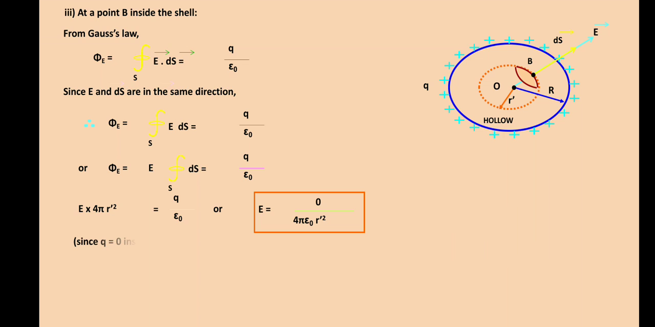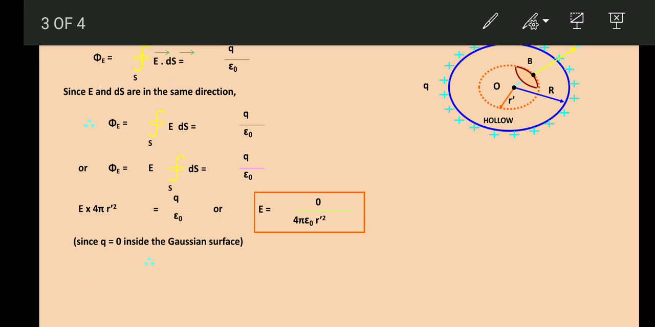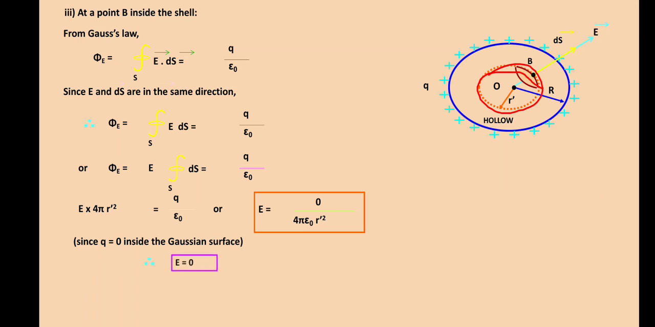Where do we get this 0? From where does the 0 come? Because the Gaussian surface does not include any charge. It doesn't have any charge. The charges are outside the Gaussian surface. So the charges do not contribute inside the Gaussian surface, or do not give electric flux inside the Gaussian surface, so the charge is 0, then the electric field intensity is also 0.